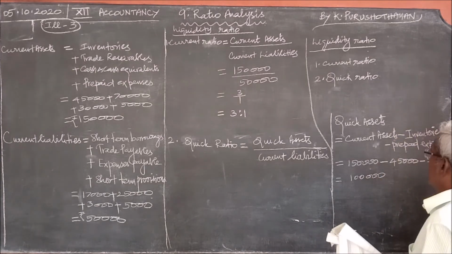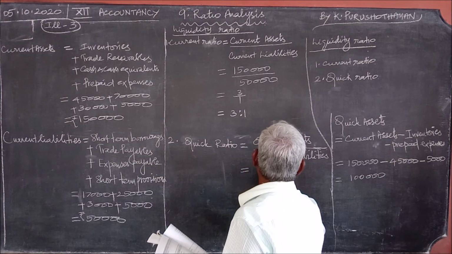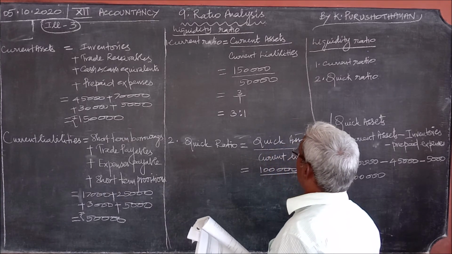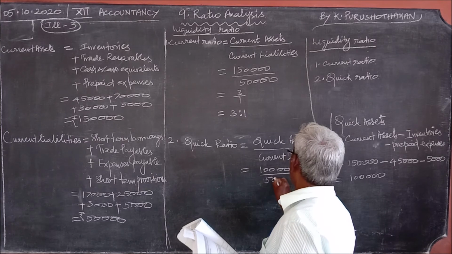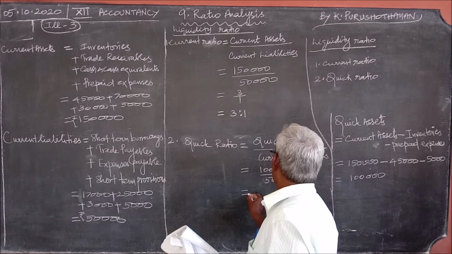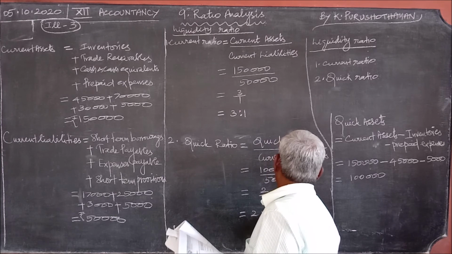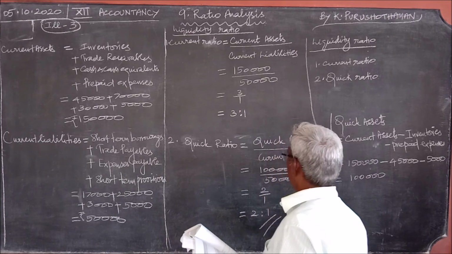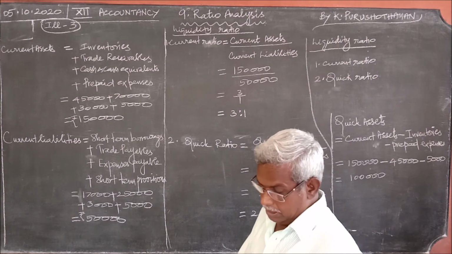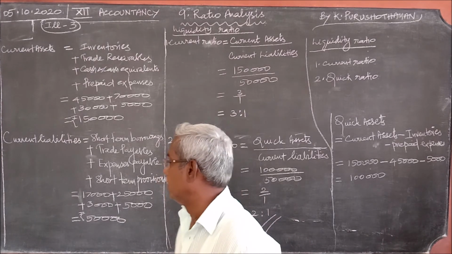So what is the amount of quick assets? Quick assets is 1 lakh by current liabilities 50,000. 4 zeros, 4 zeros. 2 5s are 10, 1 5 is 5, which is equal to 2:1. These are the ratios we have seen today. I shall recall something for you.